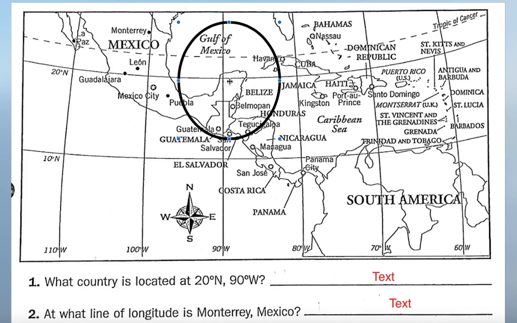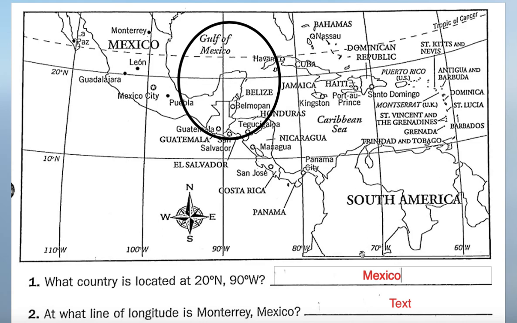Now, what we want to do is, it's asking us for what country. Now remember, countries are the bigger land masses. You're not looking at the little Puebla or Mexico City, because those are cities. You're looking at what country this is. So you're looking for the big letters. So if we're looking at this one, our country is going to be Mexico. That is what country those latitude and longitude lines land in.